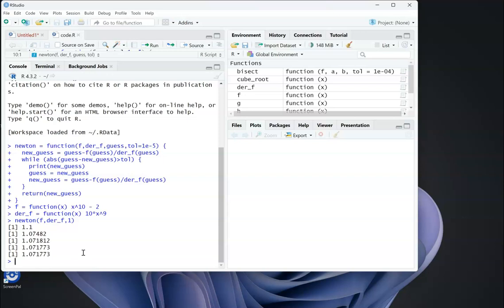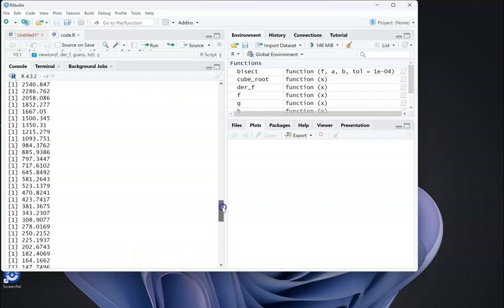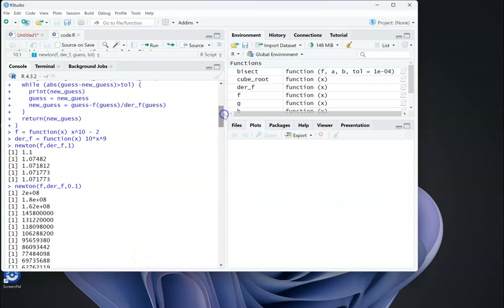But what happens if we chose something other than 1? What happens if we would have made a worse guess? Maybe if we would have chosen, say, 0.1 instead. Notice in that case, it started off really, really big, right? So let's think about why that happened.